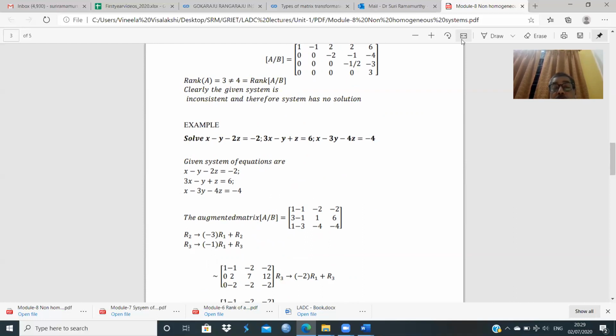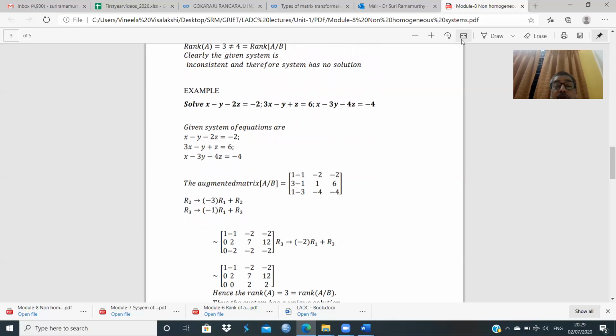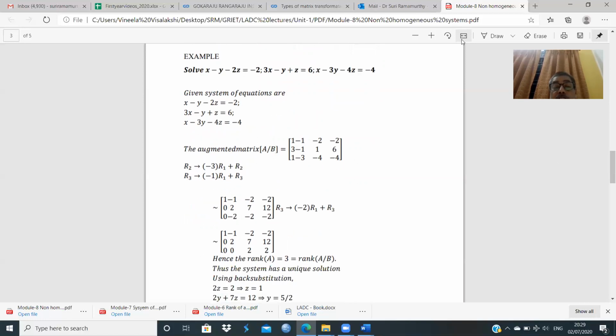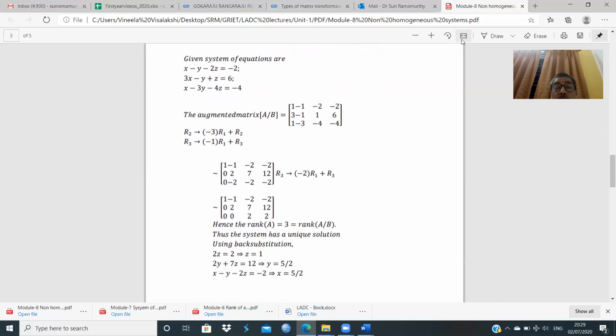And let us again start with the augmented matrix. This is a 3×4 augmented matrix. Using row operations, let us find out the rank of both A as well as AB. In this case, you'll find the rank of AB is 3 as well as the rank of A is also 3. So they tally, and it's also equal to the number of decision variables. So the rank of A is 3, rank of AB is 3, and there are 3 decision variables. So therefore, this is a system which is not only consistent, it has a unique solution.